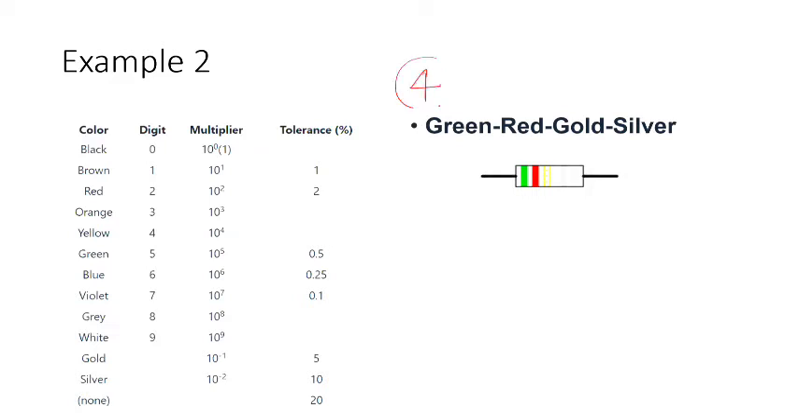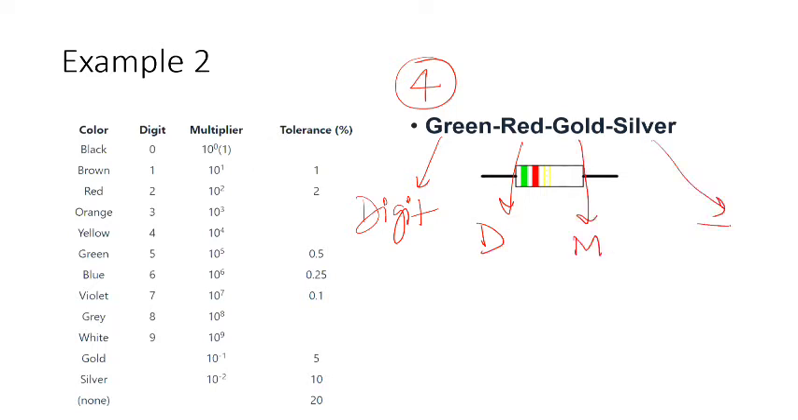Again, this is a 4-band resistor. For a 4-band resistor, we would require the formula: digit, digit, multiplier, and tolerance. So let us consider the first band, which is green. For green, we'll be requiring a digit. We'll be going to the digit column of the table, and corresponding to green, I can see the digit is 5. Similarly, for red, we'll also be requiring a digit, which would be 2.